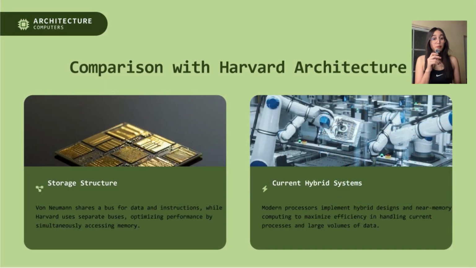Now, if we compare it with the Harvard architecture, the main difference is that Harvard uses two separate channels, one for data and one for instructions. This allows both to be accessed at the same time, improving performance. Today, many modern systems use hybrid architectures to take advantage of both models.